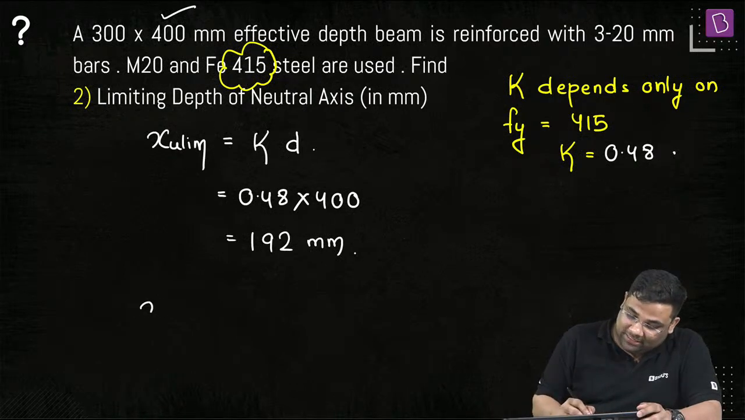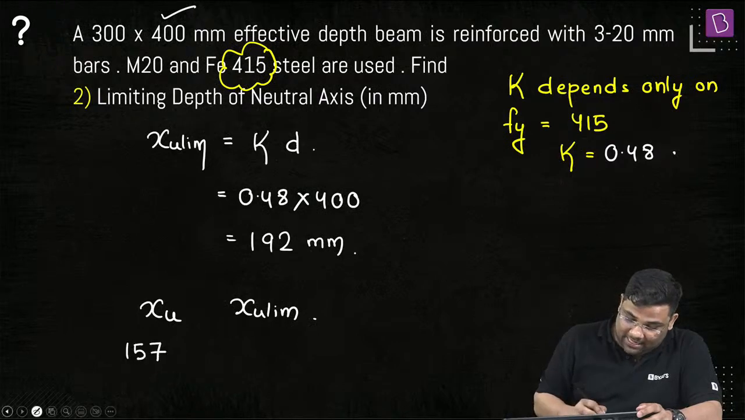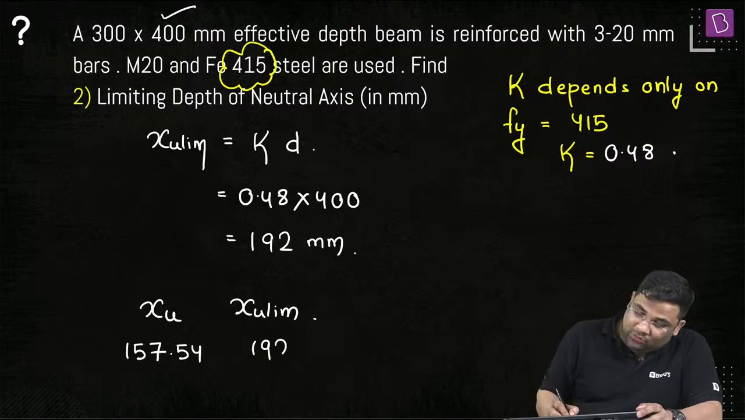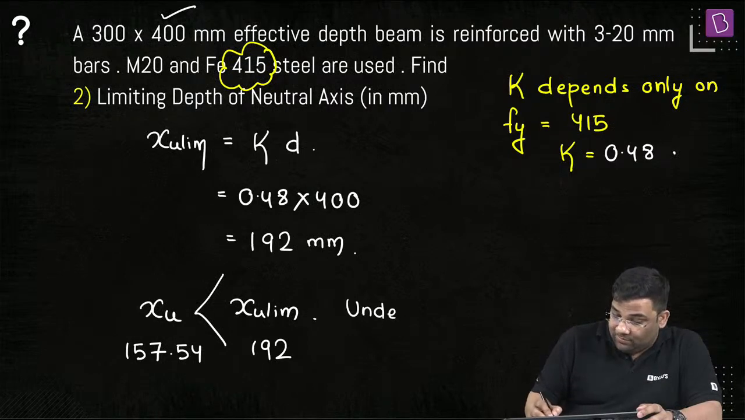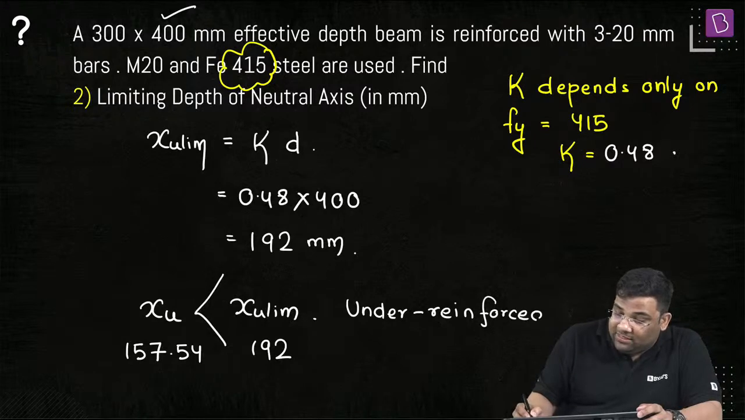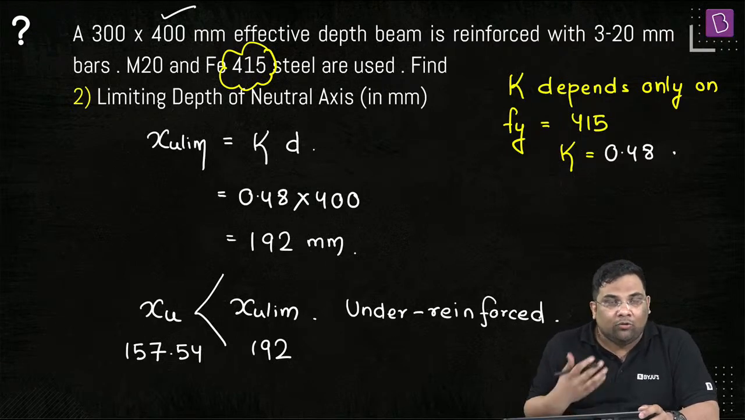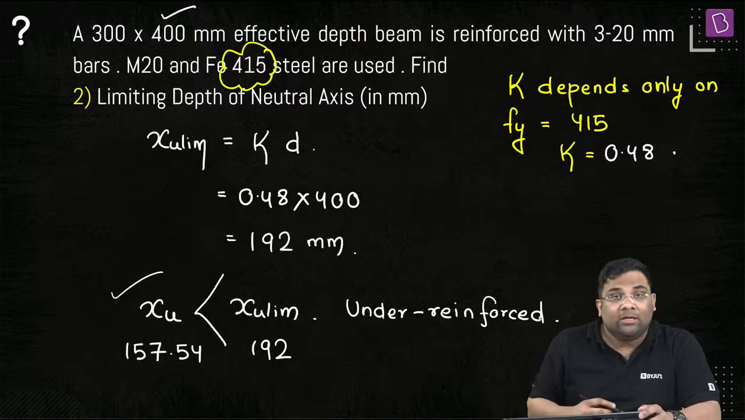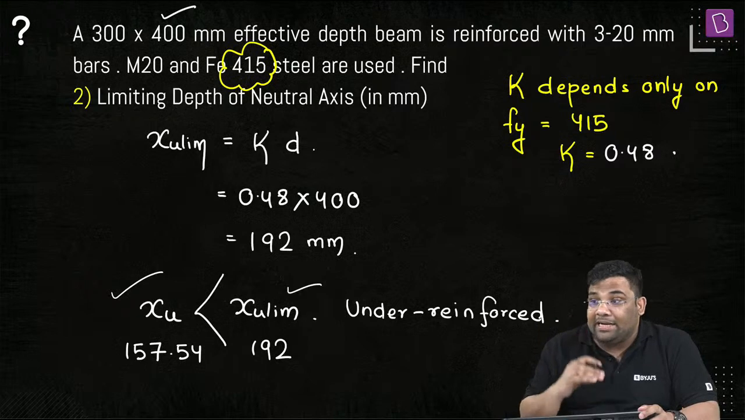You were able to judge because you found out Xu and Xu limiting, right? Your Xu was 157.54 and Xu limiting is 192. So when your Xu is less than Xu limiting, it is known as an under-reinforced beam. There can be a 2-mark question asking which type of beam this is: under-reinforced, over-reinforced or balanced. So you first find out Xu, then Xu limiting, and then judge based on their relative values.